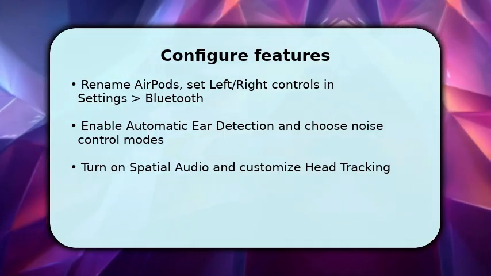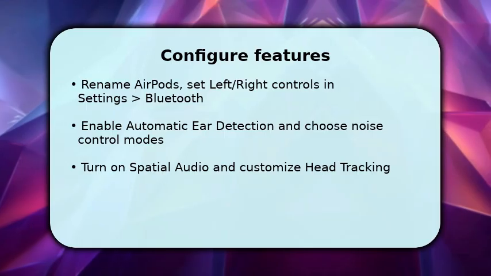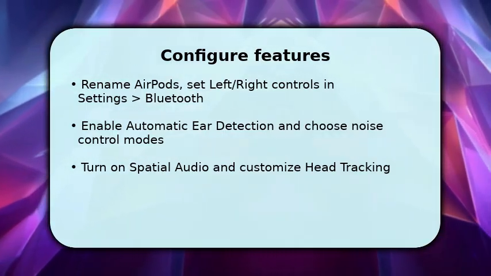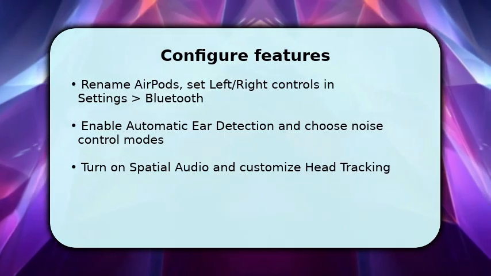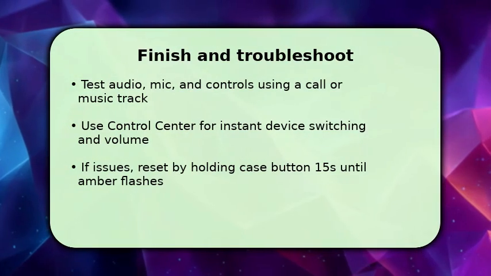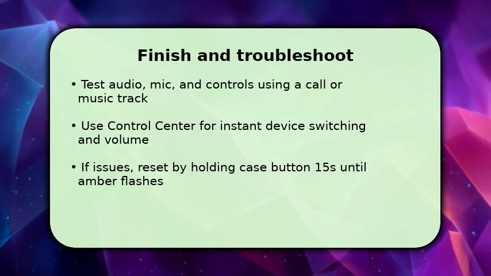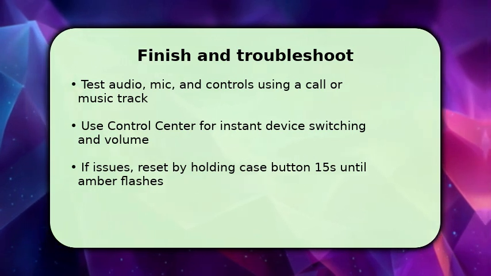Choose noise control: transparency, noise cancellation, or off. Finally, enable spatial audio and adjust head tracking so spatial effects behave correctly. You finish by validating everything. Play music, make a call, and test the mic to confirm sound direction and volume feel right.